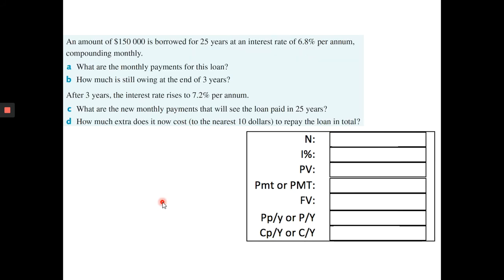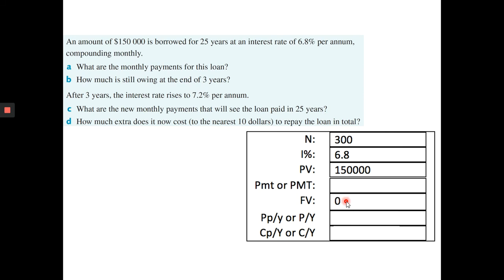All right, another one. $150,000 is borrowed for 25 years at an interest rate of 6.8%, compounding monthly. What are the monthly payments? 25 years, and it's monthly, so 25 times 12, 300. Interest rate, 6.8%. Amount of money, 150,000. What are the monthly payments? That's what we're trying to find.